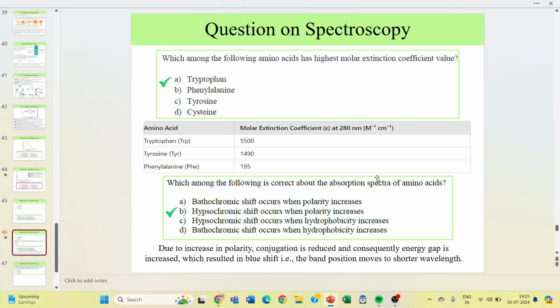And for this one it is hypsochromic shift. It occurs when polarity increases. Why is that? Because conjugation is reduced and consequently the energy gap is increased. Conjugation means the interaction between your pi orbitals, right? That is reduced, and so what happens? The resulting blue shift happens and the band moves to shorter wavelength. That is your hypsochromic shift, and that happens when polarity increases.